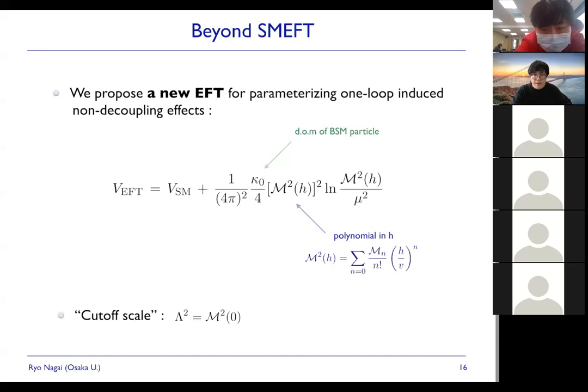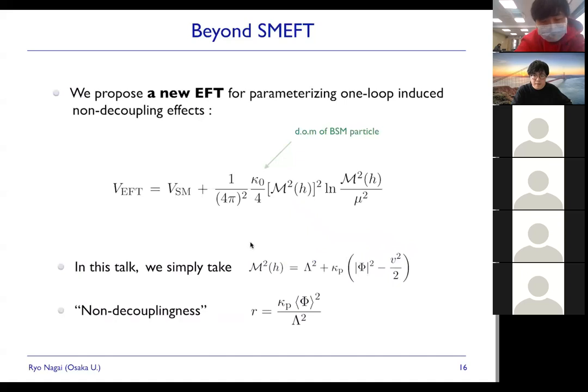In our paper, we have calculated the Higgs coupling deviation for the general polynomial and derived some useful formulas. But in this talk, let us specify the structure of M squared like this, just for simplicity. Here we introduce the new parameter kappa p, which can be regarded as the coupling between the BSM particle and the standard Higgs boson.